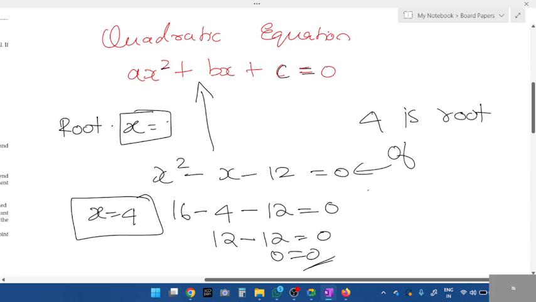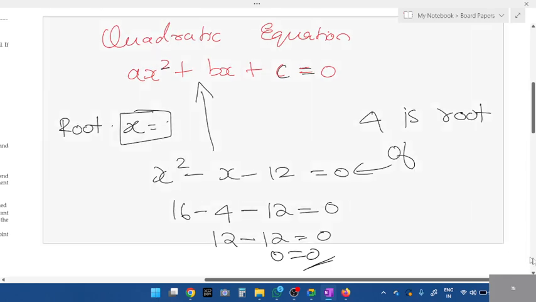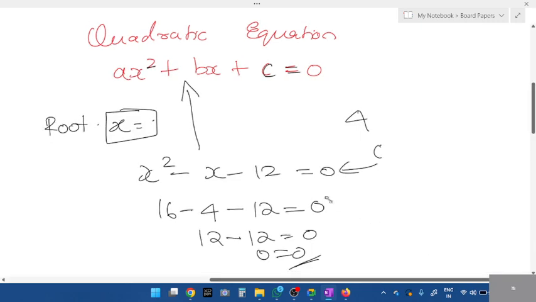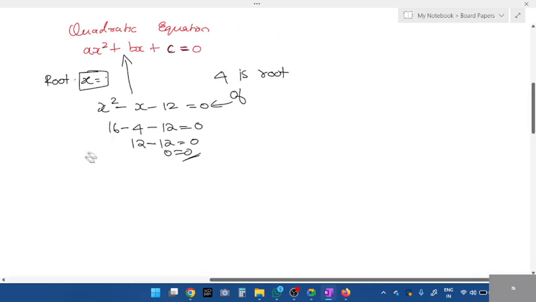Root is basically a value. When you substitute, you should get 0. 4 is a root, students. Now let us take 2 and substitute. Don't write anything; listen when I'm teaching. If x = 4 gives 0, therefore 4 is a root.